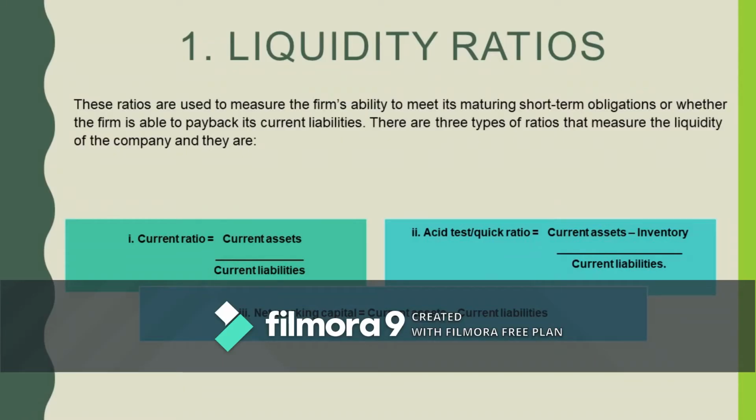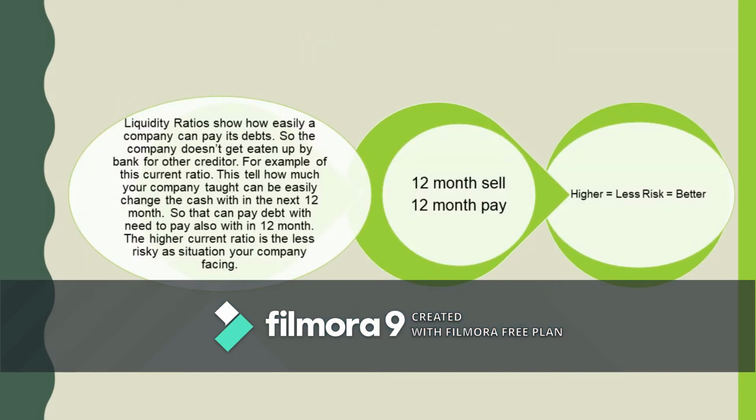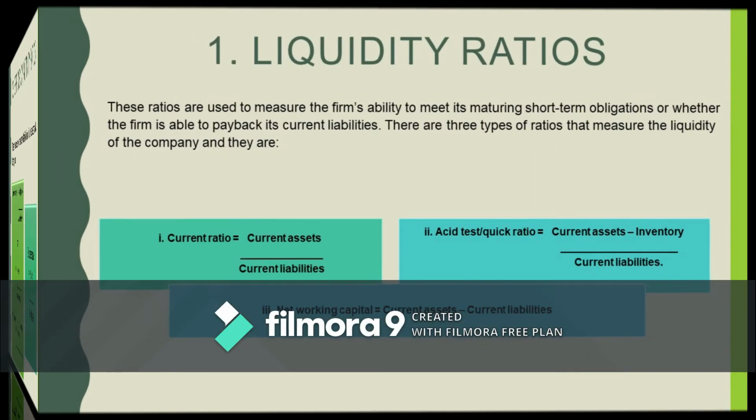Liquidity ratio shows how easily a company can pay its debt, so the company does not get eaten up by the bank or other creditors. For example, the current ratio tells how much of your company's assets can be easily changed to cash within the next 12 months, so that it can pay debt that needs to be paid also within 12 months. The higher the current ratio, the less risky the situation your company is facing.